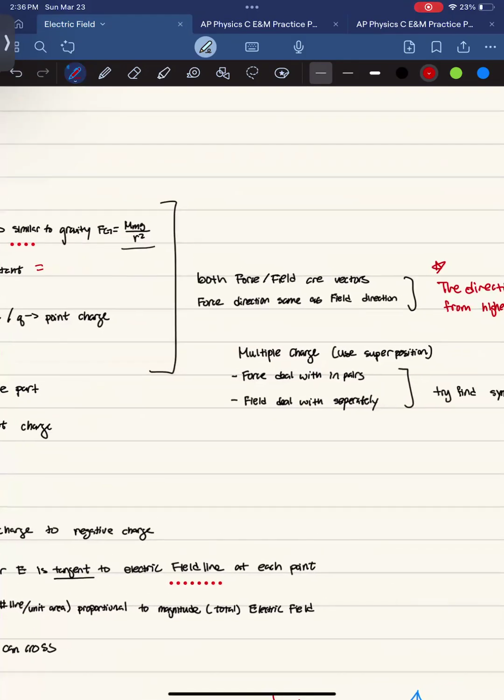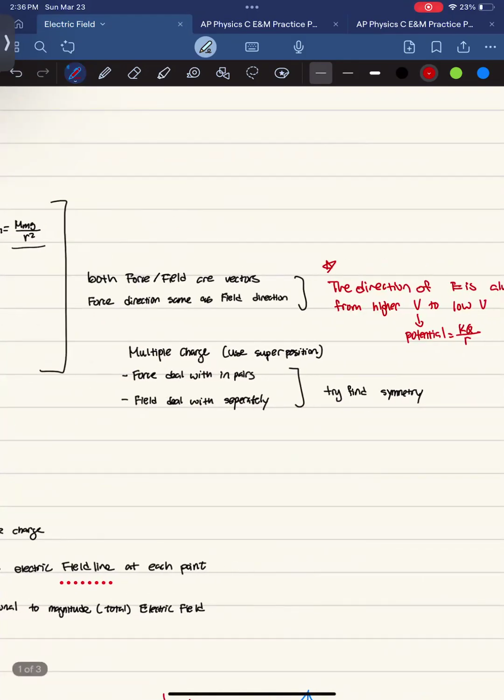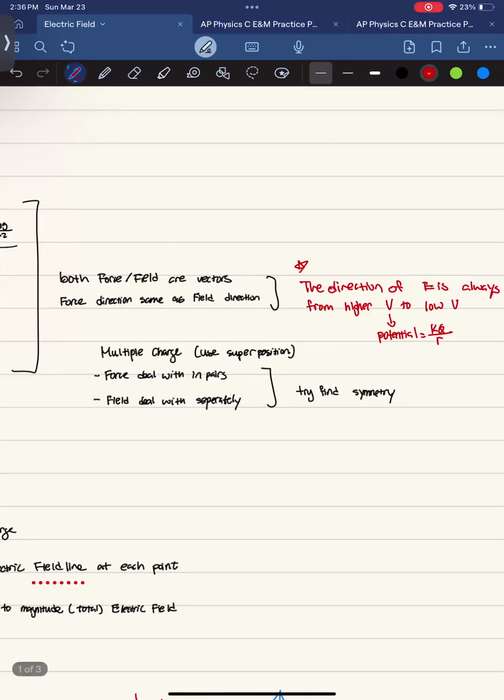Some important concepts to remember is that both the electric field and electric force are vectors, and they have the same direction. The direction of electric fields is always from a higher potential to a lower potential. And we'll talk about potential in one of the next few classes.